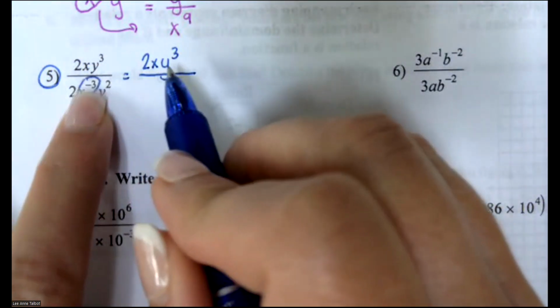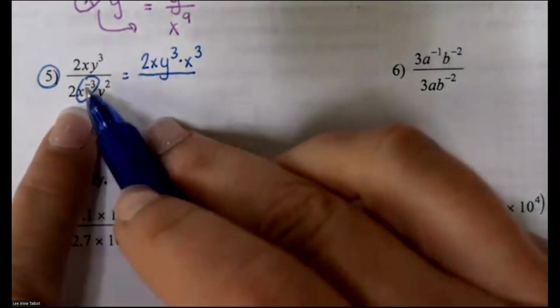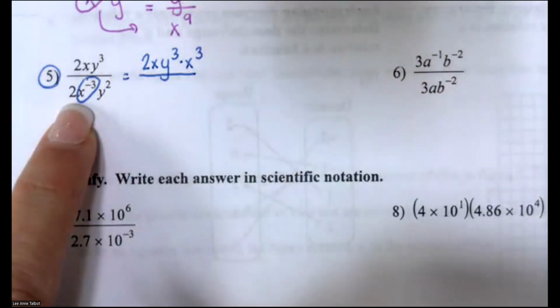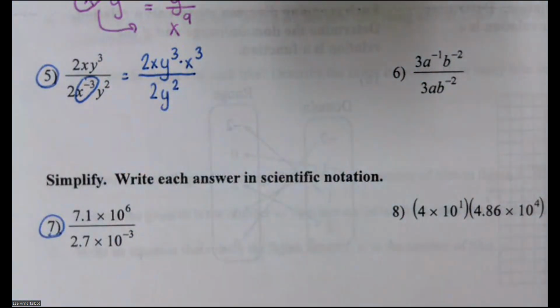The top has the 2x y cubed from the original problem, but then now it's also going to have the x cubed that I'm going to fix with the reciprocal. So the first thing I'm going to do is take this and move it up for its reciprocal. That fixes the negative. And then 2y squared is left on the bottom.